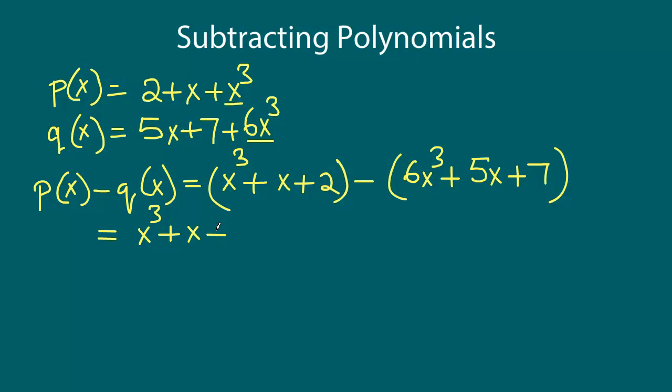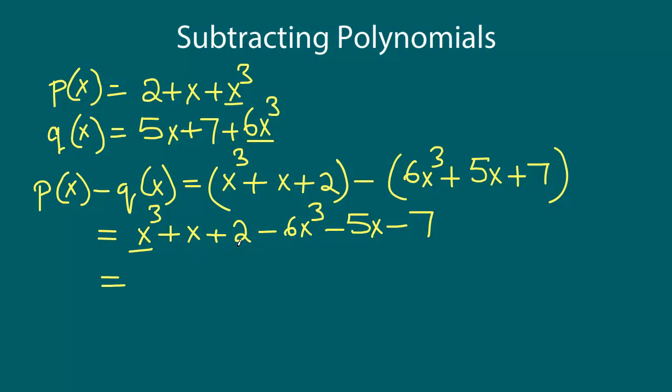X cubed plus x plus 2. And now we have plus here. So when you open the parenthesis, we will get minus 6x cubed. Then we have a plus. This will again become minus. So we will get minus 5x. This plus will also become minus. We'll get minus 7. Now we want to combine the like terms.